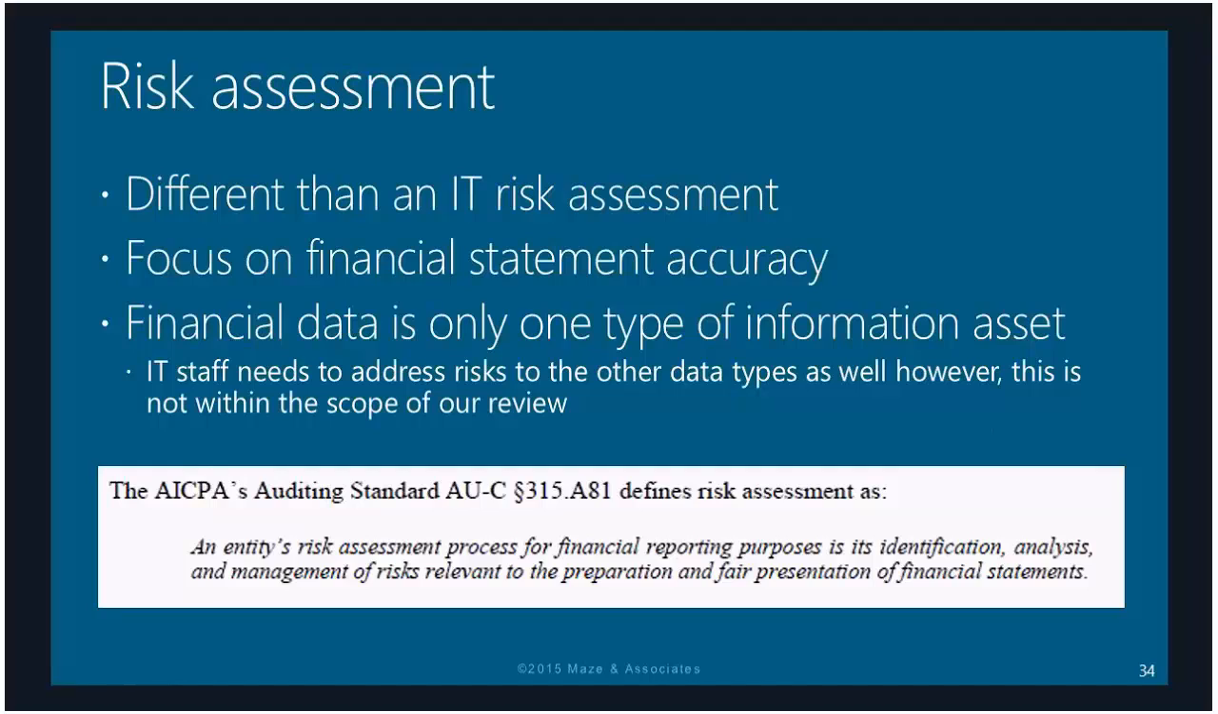So again, we're really concerned with financial statement accuracy. That is the purpose of the audit. That is then, as a part of that, the information systems review part of this. That doesn't mean that IT staff doesn't need to address all the other risks and that finance shouldn't help them, because our review is only looking at the information asset of one type, financial data. We're not concerned about everything else. But the city or the county or the local government, whatever you are, needs to be addressing the risk related to the entire system as well.